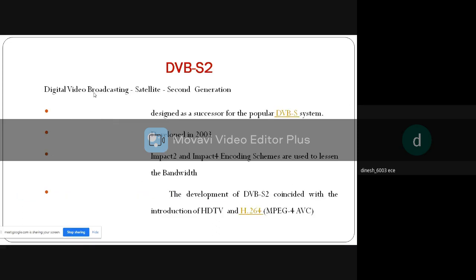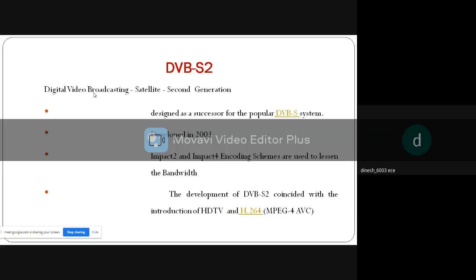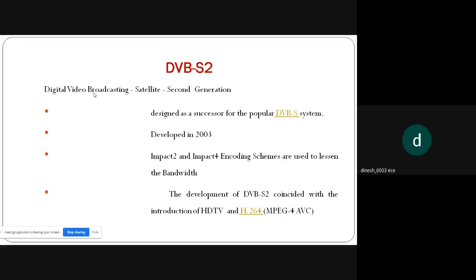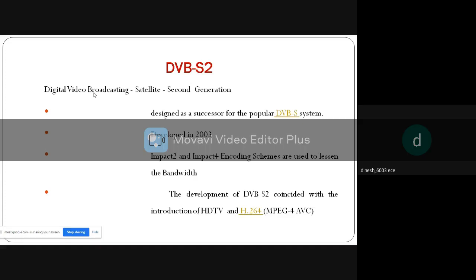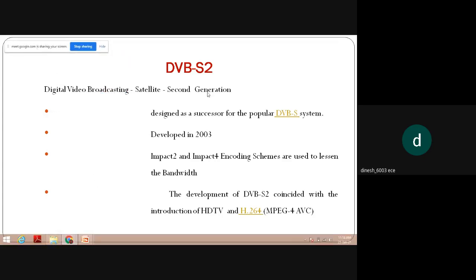DVB satellite second generation was designed as a popular success for DVB-S systems, which was developed during 2003. The MPEG-2 and MPEG-4 encoding schemes were used to minimize the bandwidth utilization with higher efficiencies. The development of DVB-S2 coincided with the introduction of HDTV, high definition television system, and H.264, which used the Moving Pictures Experts Group 4 audio video compression system. Digital video broadcasting satellite second generation is DVB-S2.